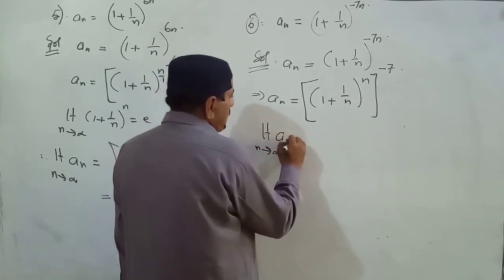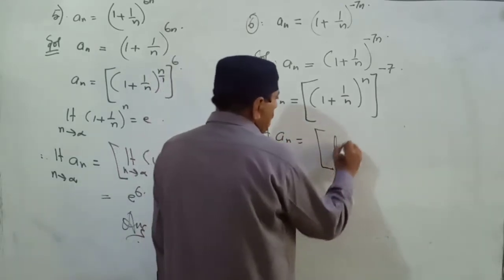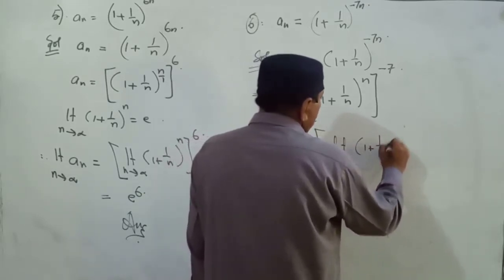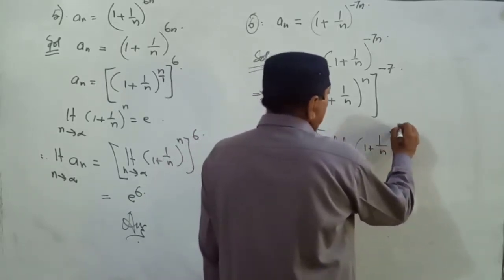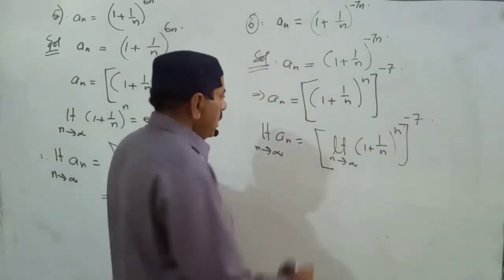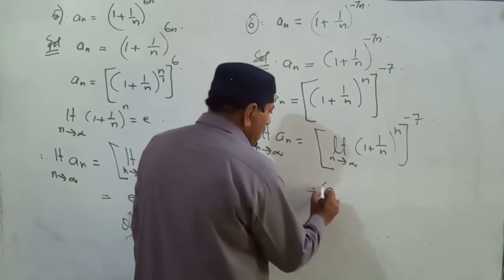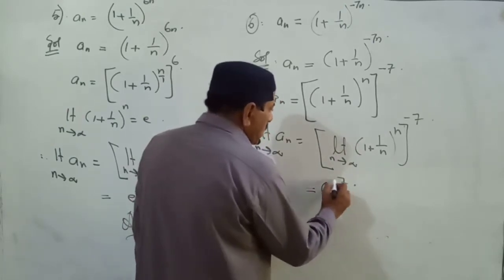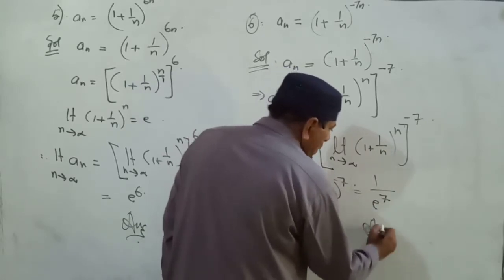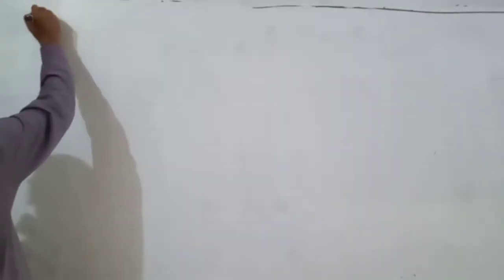n tends to infinity a n, limit n tends to infinity (1 plus 1 upon n) power n, whole power minus 7. This is e power minus 7, which is also equal to 1 upon e power 7. This is the answer.